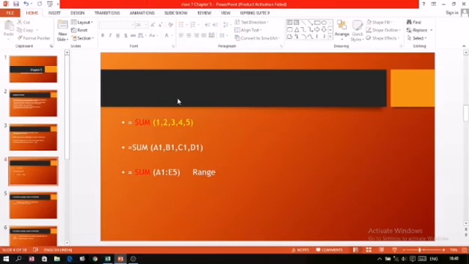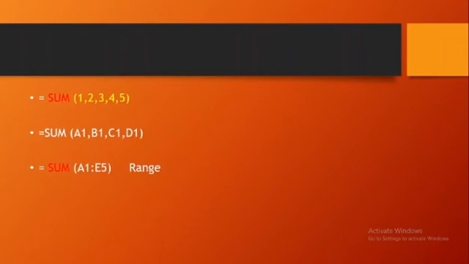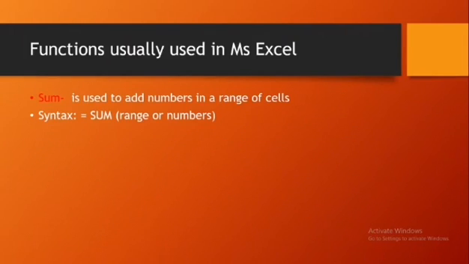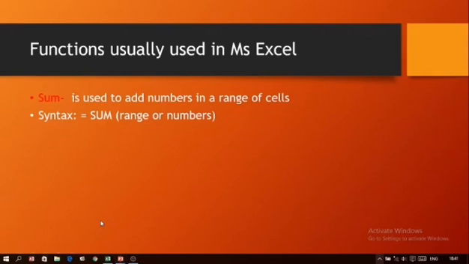The next, after this, are the functions we generally use in MS Excel. The first function is SUM. As the name says, it is used to add numbers in a range of cells. Then the syntax. Syntax means how we have to write it, how we have to use it. First we give the equal sign, then we write SUM, then either we give the range or directly give the numbers. Now I will explain this using Excel.